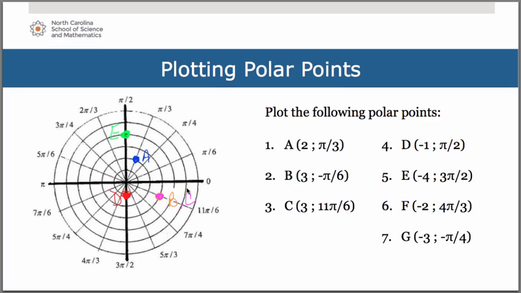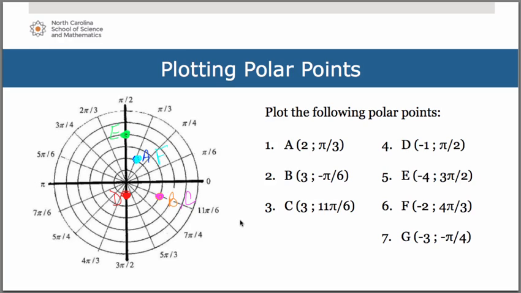Point F is (-2, 4 pi over 3). Once again, we go to 4 pi over 3 first, but since we have a -2 for our r value, we're going to slide away from 4 pi over 3, and notice we land right on top of where point A was.